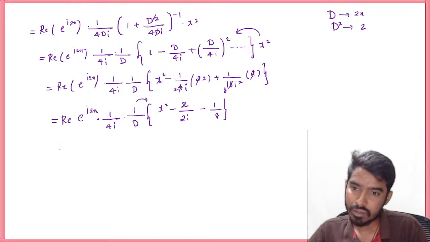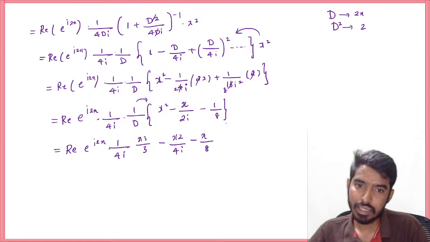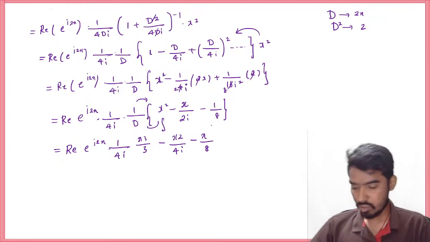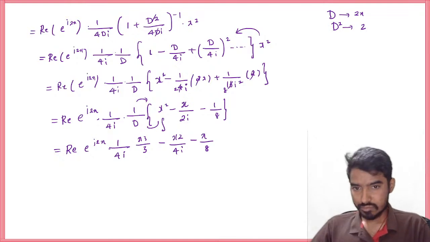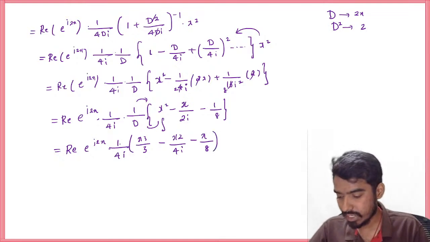1 by d. So real part of e power ix times 1 by 4i. To integrate this, this will be x cube by 3 minus x square by 4i minus x by 8, right? Here we are integrating x cube by 3, x square by 2, so root 2 will be 4. Yes. So we have this term. Now multiply this 4i inside.